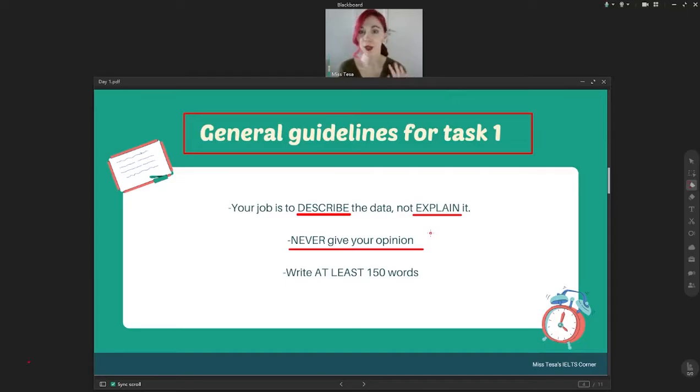So in academic writing in general, your personal opinion usually doesn't matter. And especially when describing data in charts, it's really not a good idea to include your opinion. The last point that you should really take note of is to write at least 150 words. If you write less than 150 words, your score will go down. So it has to be at least 150 words. Okay, so those are the general guidelines. Always remember these, okay? Always, always, always.